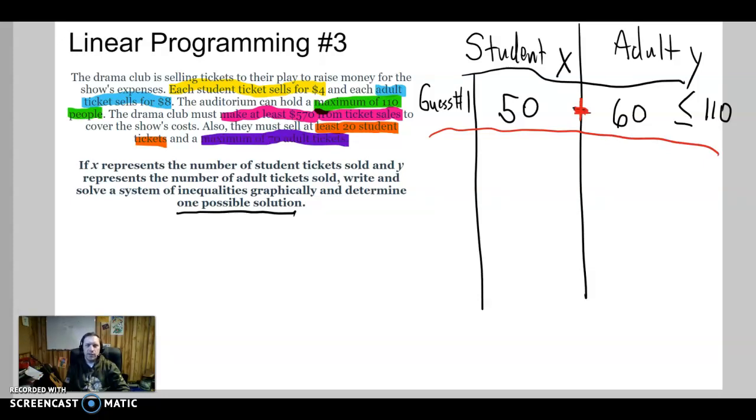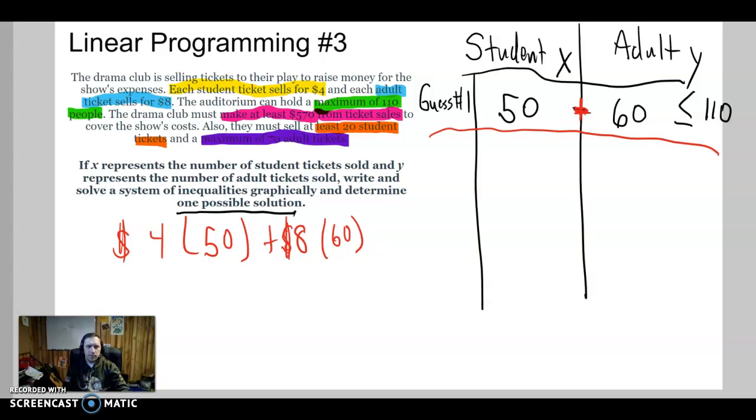Now that we know our first guess says 50 students and 60 adults, did we make at least $570? So how would we figure that out? Well, the money side of this, and I'm going to do the money over here, says that for the 50 students, I'm going to multiply it times $4. 4 times 50. And then the adult tickets each are $8, so I'm going to add $8, that's a dollar sign if you can't tell, times 60.